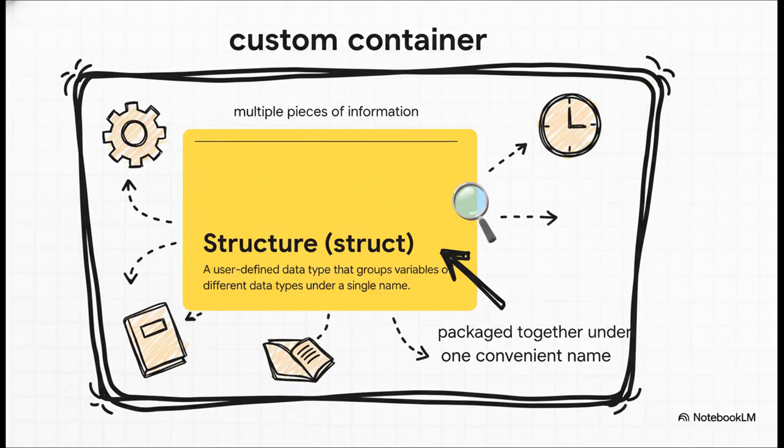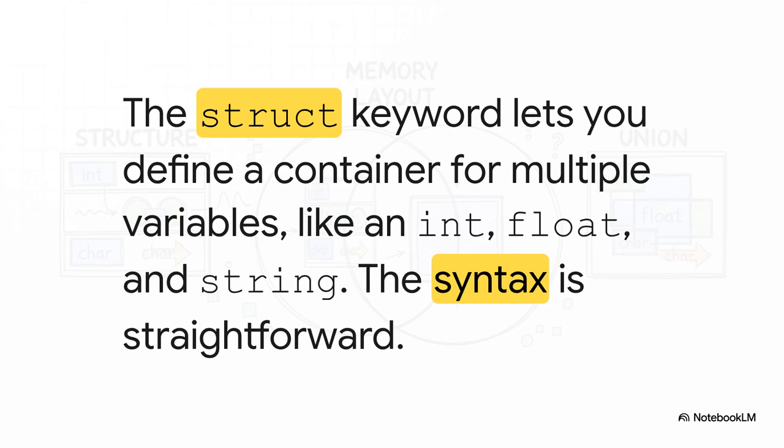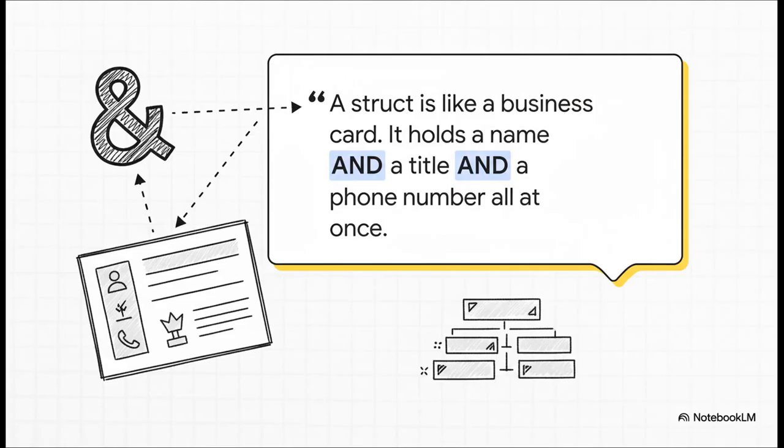So what is a struct, really? Well, think of it as a custom data container that you get to design yourself. It's a way to package up all those different pieces of information under one single, easy-to-remember name. And here's what it actually looks like in code. I mean, look how simple that is. You just use the keyword struct, you give your new data type a name, and then, bam, you just list all the variables you want to group together inside those curly braces. It's that easy.